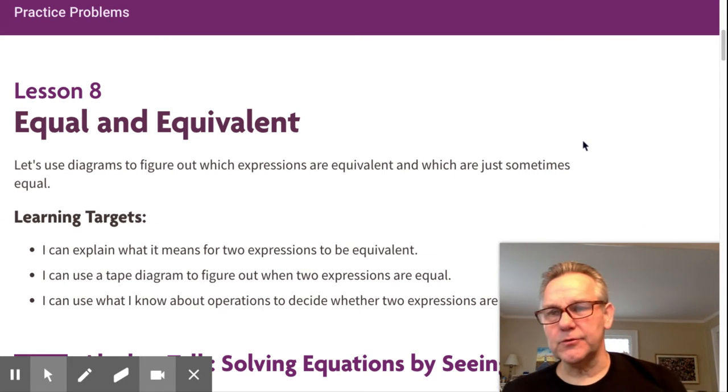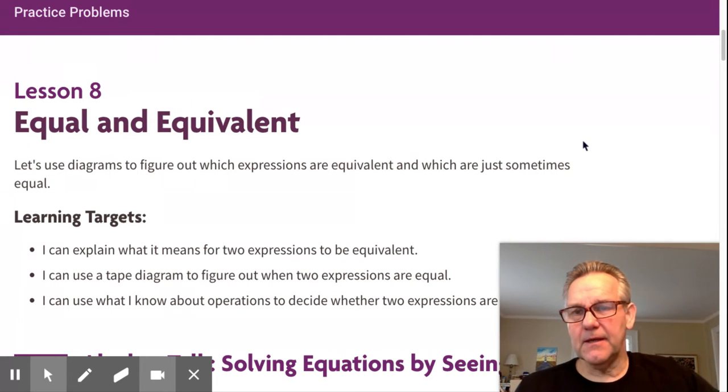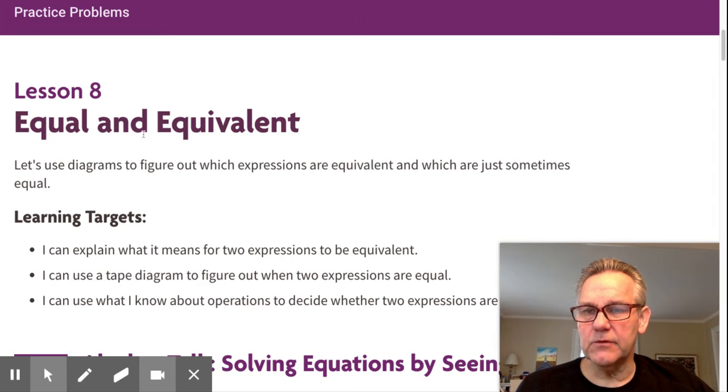Today we're going to talk about Lesson 8, Equal and Equivalent. And you can see right off the start that equal and equivalent are very closely related. As a matter of fact, the word equal is in the word equivalent. So you know that they're very, very similar. So we're going to use diagrams today to figure out expressions that are equivalent to each other and sometimes expressions that are just equal to each other.